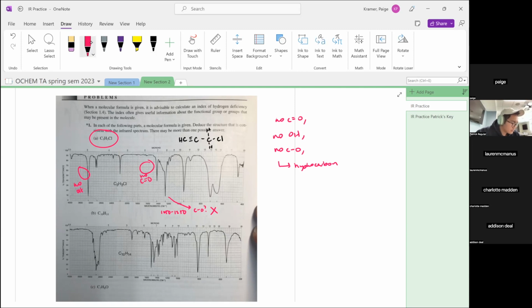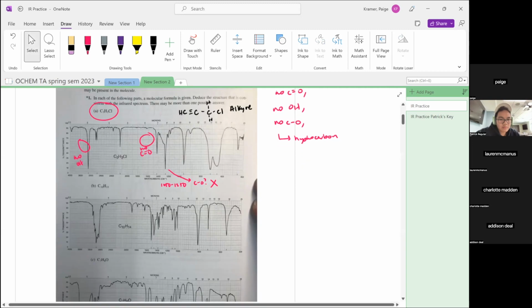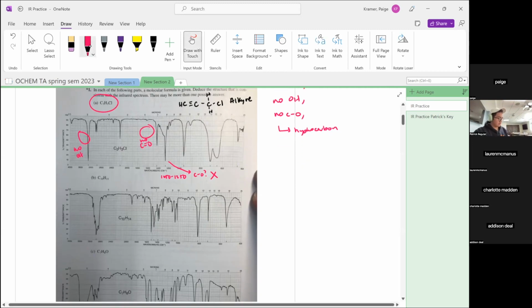For most of these IR, we're not actually going to do the structure. This is above and beyond. For the point of this Zoom, we really just wanted you to get used to using the flowchart and recognizing peaks, and we're just going to be guessing the functional group. We'll start making points on how you can hypothesize what the structure is, but the main thing is just functional groups.